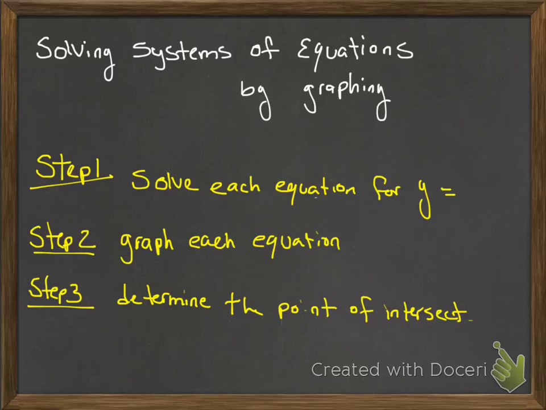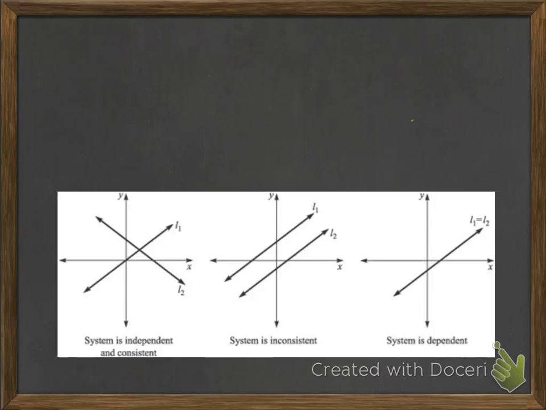Now we have a few different ways that we can have intersecting points in solving systems by graphing. So let's look at the different ways. This first one right here, an independent system, is when we have 2 lines that have different slopes. They could have the same y-intercept, possibly not, but we definitely know that they have different slopes.